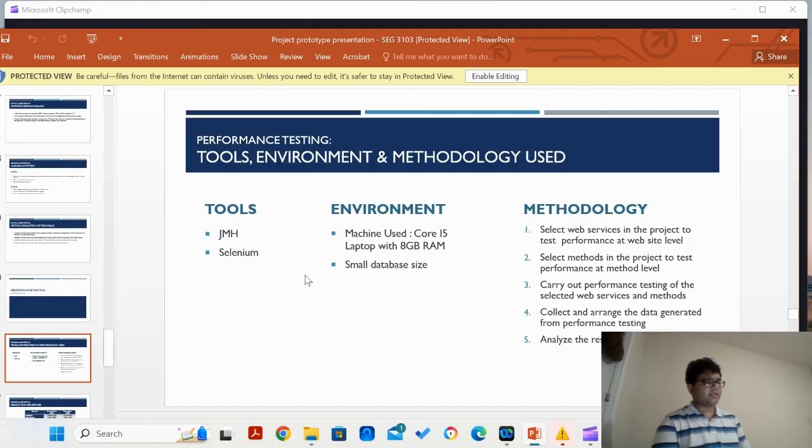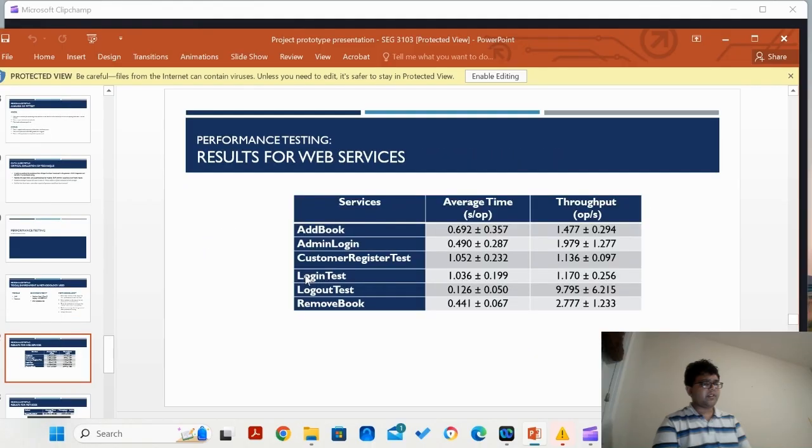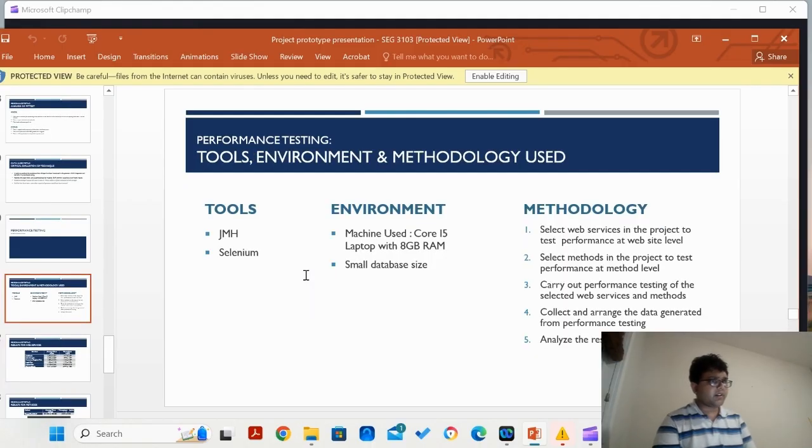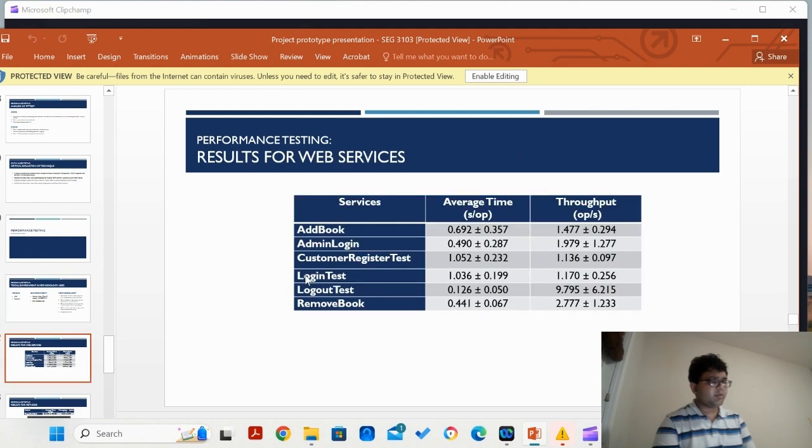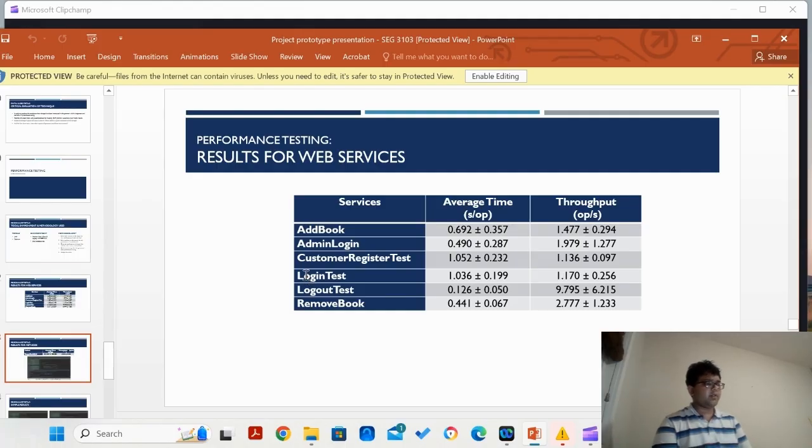So performance testing was done in JMH and Selenium. Web automation was done in Selenium, and benchmarking was done in JMH. Important web services and methods were selected, and performance testing was carried out on a small database size which had less than 70 users and books. So this is the result. In this, the performance of the methods is either around 1 second or less than that. So this is very much expected. However, there could be an issue in case of scalability if the number of users is increased.